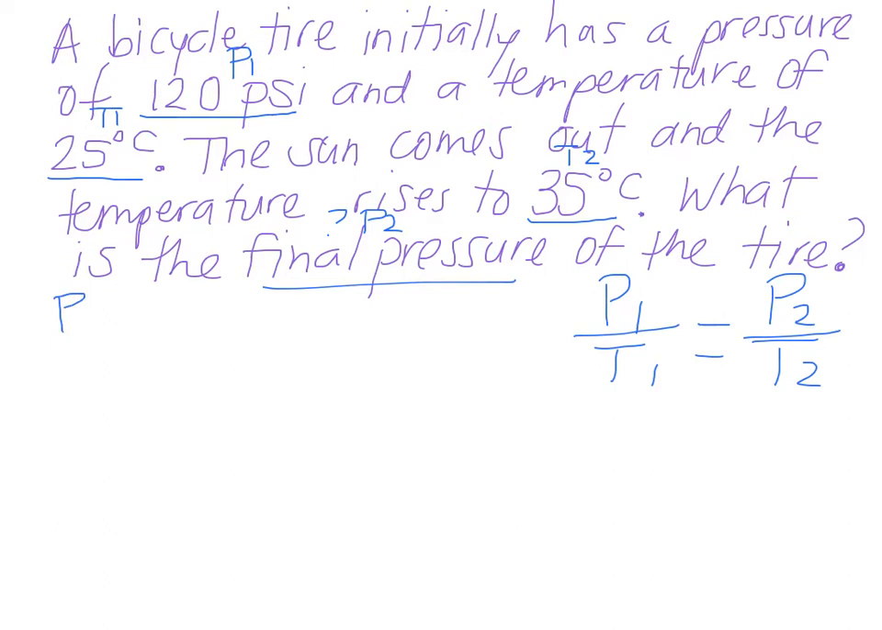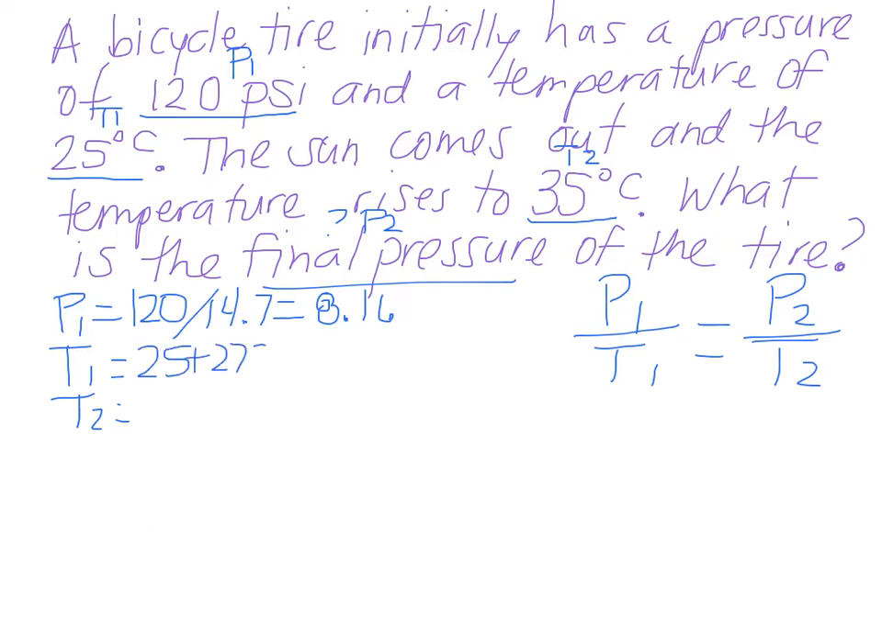So on your conversion chart, it says in order to get out of PSI, which is pounds per square inch, and into atmospheres, just divide by 14.7. So all you have to do is do that very quickly off to the side. So 8.16. And then temperature, you're going to do this so many times you're going to get used to it. It is in Celsius, and you just have to add 273 to that to get it into Kelvin. So 25 will become 298, and 35 will become 308.